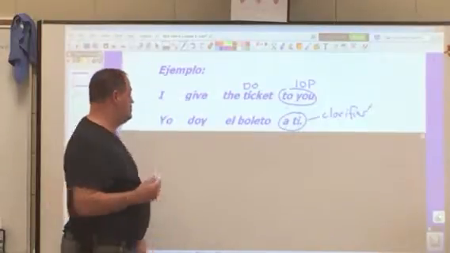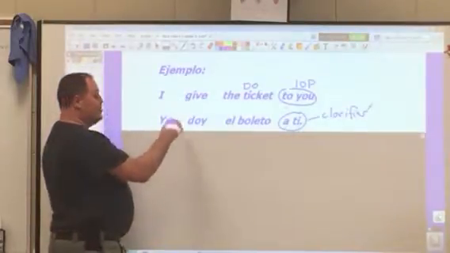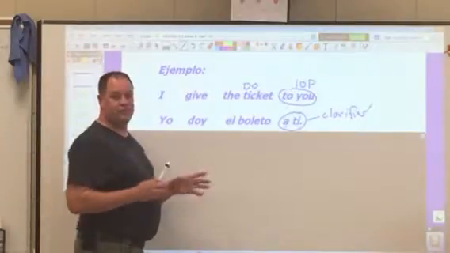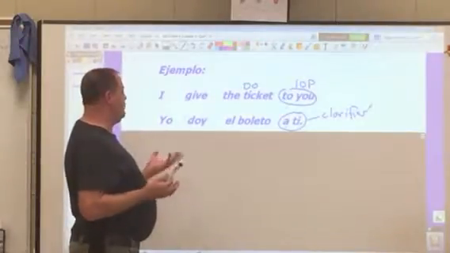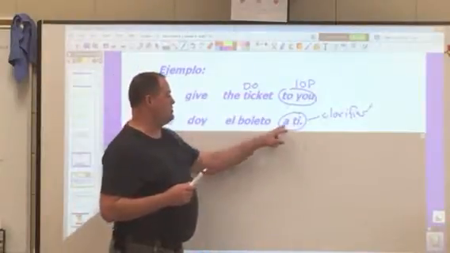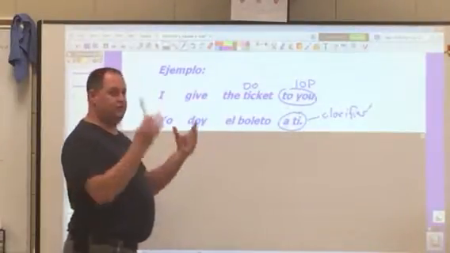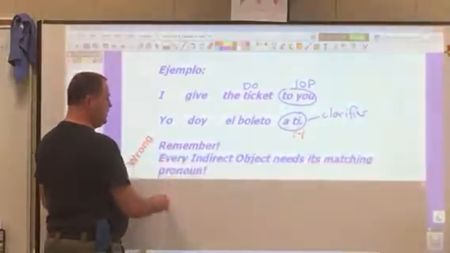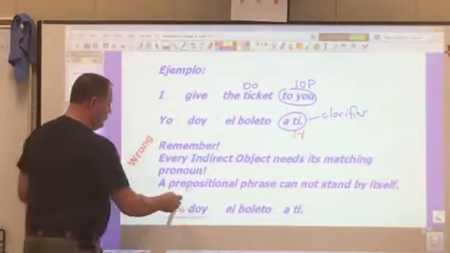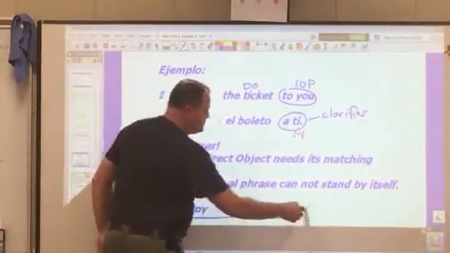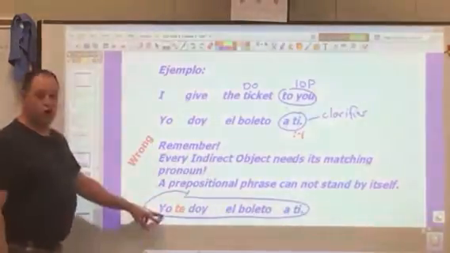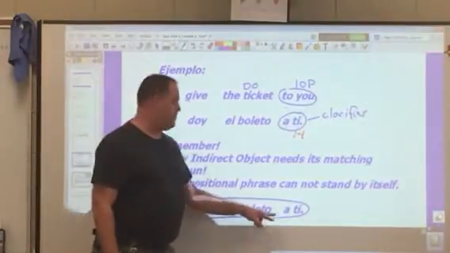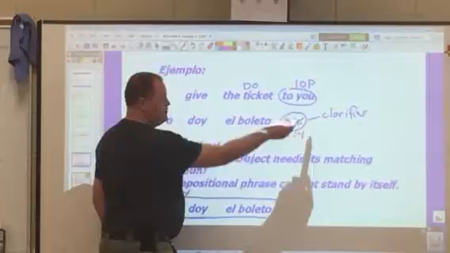But what I really want you to see is we really need an indirect object pronoun here. This is a little confusing, but this is where Spanish differs from English. We have the "to you" in English, but we don't have this other indirect object pronoun thing. So, really, where is it? Down here. What we need to say, and this is how Spanish works, is yo te doy el boleto a ti.